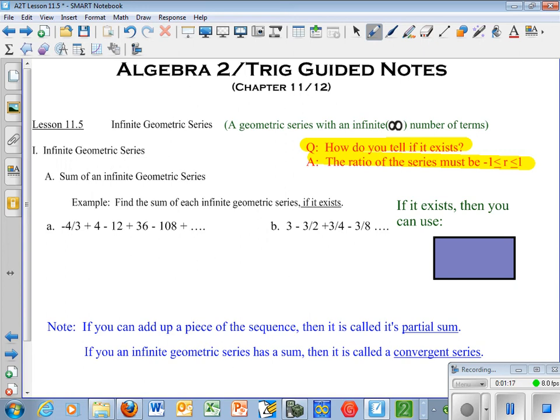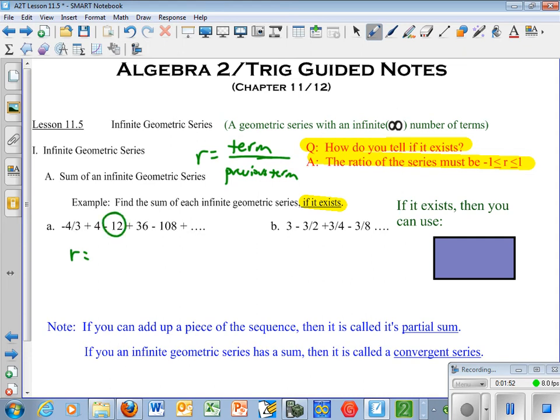So, sum of an infinite geometric series: find the sum if it exists. First we have to find r to see if it exists. Remember, a couple lessons ago when we talked about geometric series, to find r, just a little review, you take a term and divide by the previous term, meaning the term in front of the one you pick. You can't pick the first one because we don't have a term in front of that.